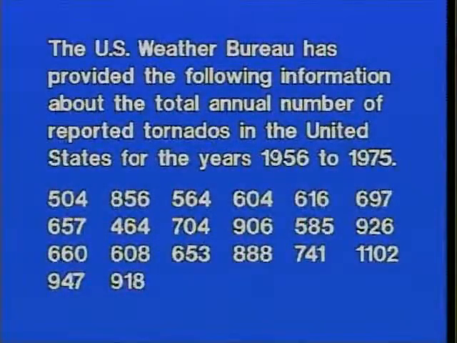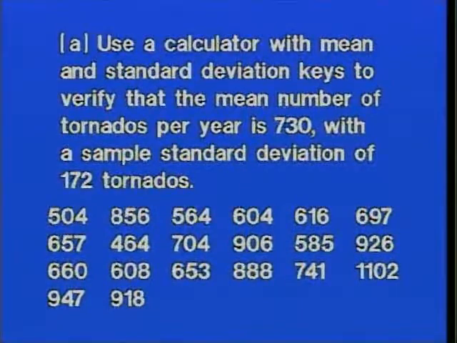The United States Weather Bureau has provided the following information about the total annual number of reported tornadoes in the United States for the years 1956 to 1995. And here we see those numbers of tornadoes for those various years. This problem has several parts. The first part says, use a calculator with mean and standard deviation keys to verify that the mean number of tornadoes per year is 730 with a sample standard deviation of 172 tornadoes.